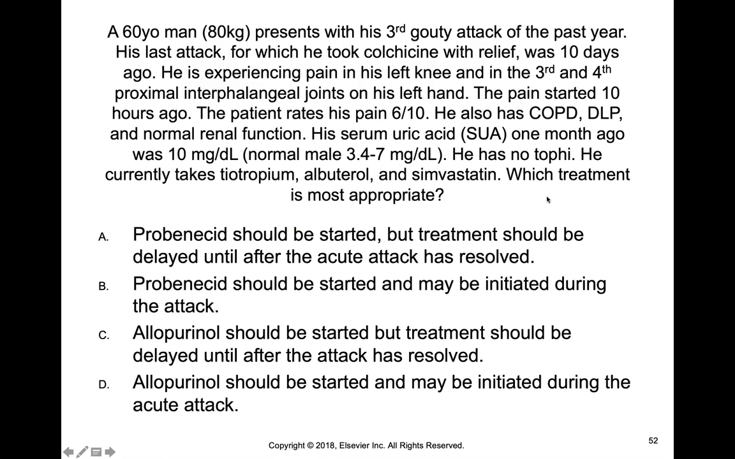And in this question, which treatment is most appropriate? The answer would be D. And we know that allopurinol is more of the slow medication, but we do want to start it at the same time as the anti-inflammatories like NSAIDs, so that we can get it going.